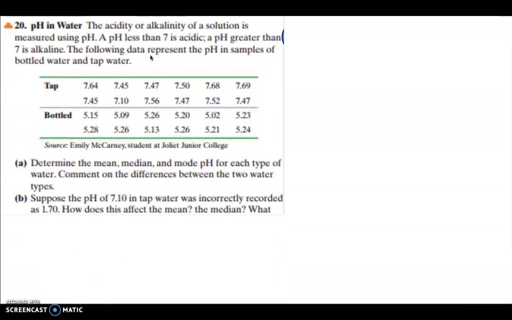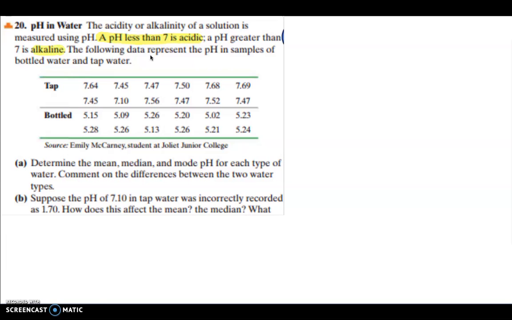All right, so now we're going to look at a couple of things. We've got a couple of data sets, tap water versus bottled water, and the pH in water. The acidity or the alkalinity of a solution is measured using pH. When a pH is less than 7, then it's acidic. A pH greater than 7 is alkaline.